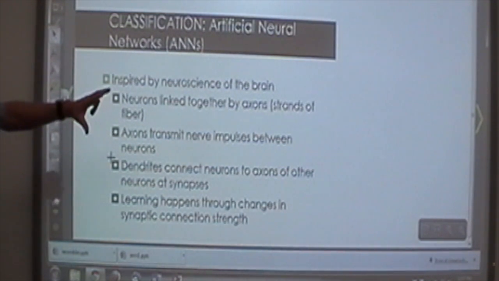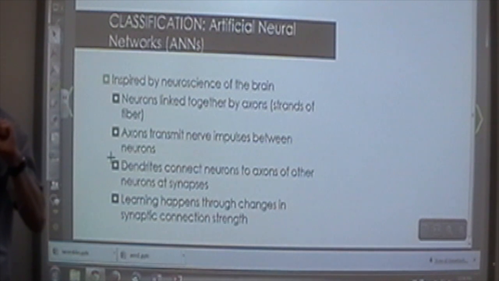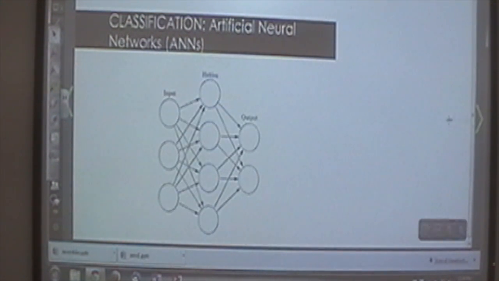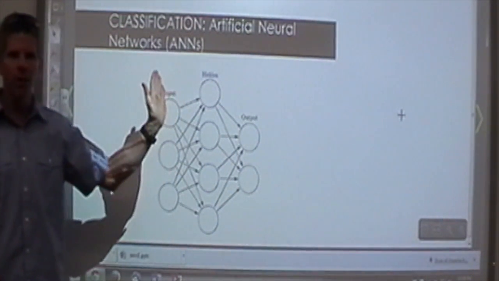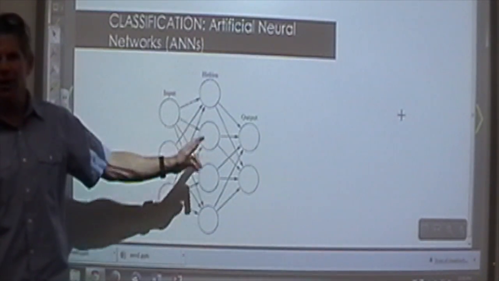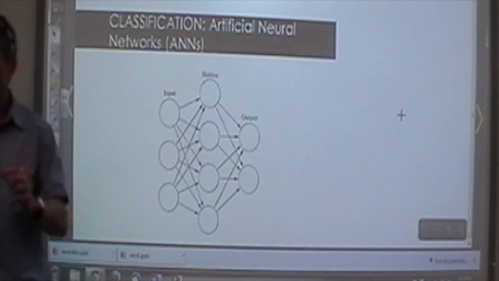The dendrites connect neurons to axons, and the learning will happen through changes in the strengths of these connections between the individual neurons. We'll go through some examples as we go. Here's an overview of a simple neural network. This is an example of a feed-forward neural network, in that you've got inputs on one side and your output on the other side. In this example, it has what's called a hidden layer, which is where some of the calculations are going on. There are different types of neural networks, and we'll discuss that.